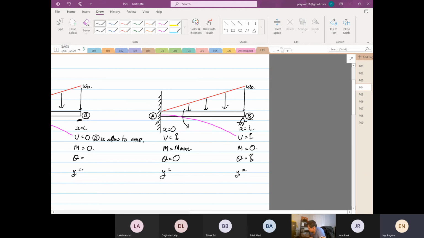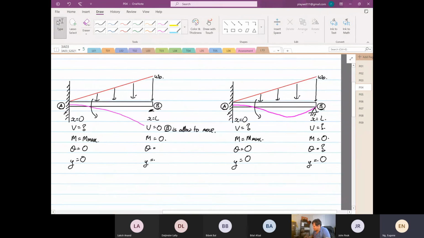The slope is not equal to 0 because when the structure deforms, it's going to deform this way. So it's not equal to 0. However, y is equal to what? 0. So you can see physically what all these boundary conditions actually mean now. You can physically see, hey, now I understand what all these conditions actually mean.